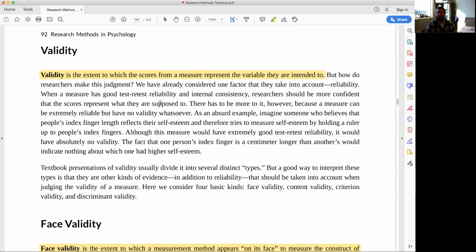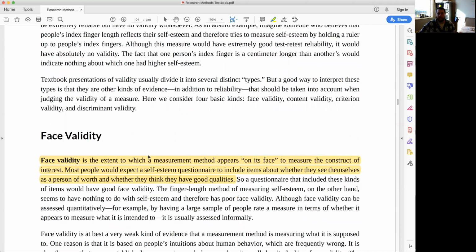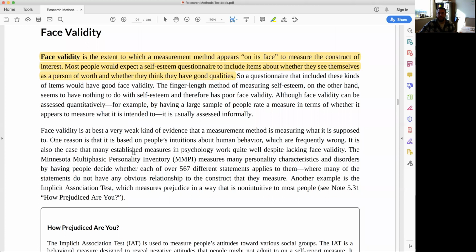The IQ test is extremely reliable, in that you will score pretty consistently across time on it. But the question of validity is brought up a lot on an IQ test. Is this actually measuring intelligence or is it measuring something else? And we don't actually have a good answer for that. It still is debated. So there are different kinds of validity, one of which is face validity.